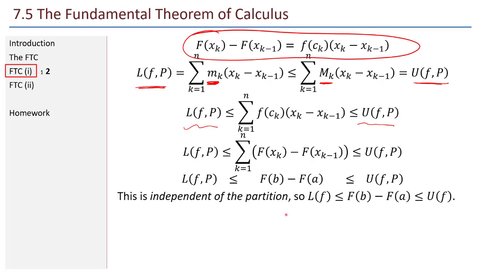This inequality is independent of the partition. So for any P that I pick, this inequality will hold. So in fact, I could take the sup of all the lower sums, and that is the lower integral, and the inf of all the upper sums, that's my upper integral, and I still have the inequality. But what do I know about my function little f? Little f is integrable. Those two integrals, the lower integral and the upper integral, are equal.